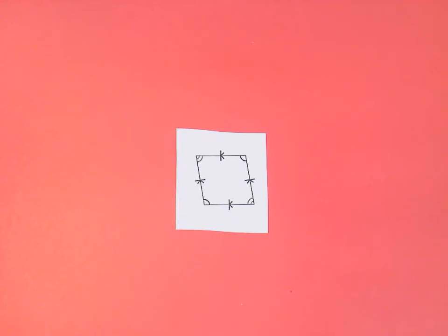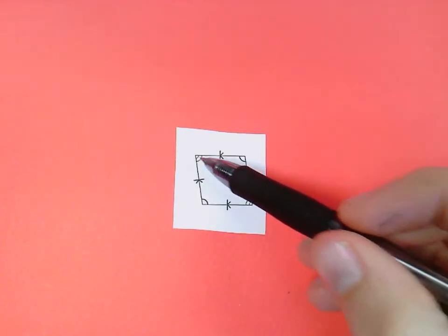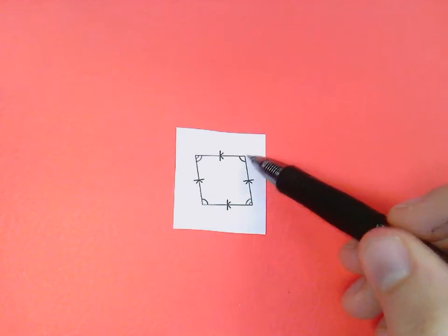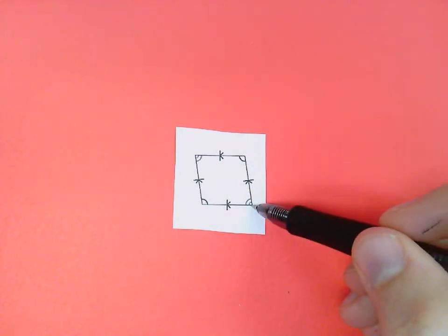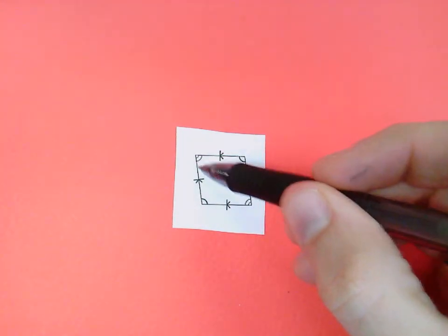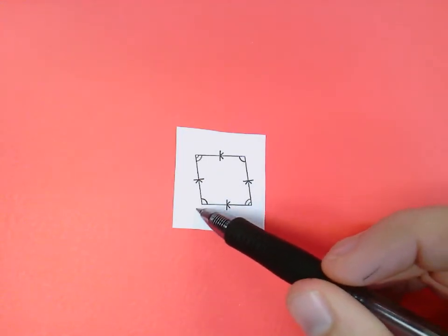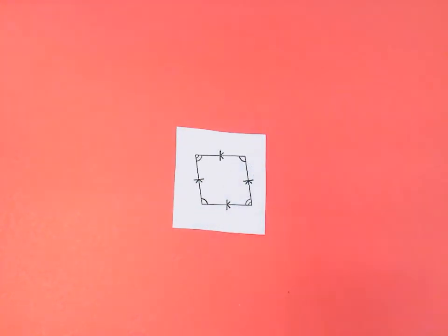And opposite angles are the same measurement. This side has two little arcs, that side has two little arcs. They're opposite angles, they're the same. One little arc, one little arc. So once again, rhombuses are quadrilaterals where all sides are equal in length, opposite sides are parallel, and opposite angles are the same.